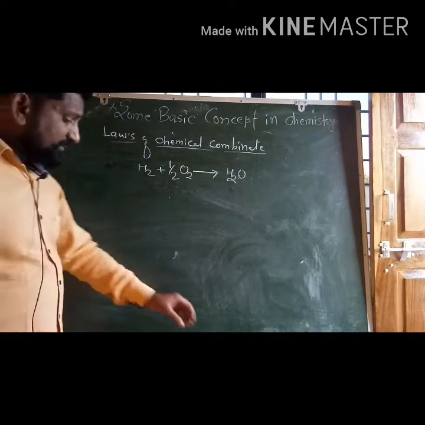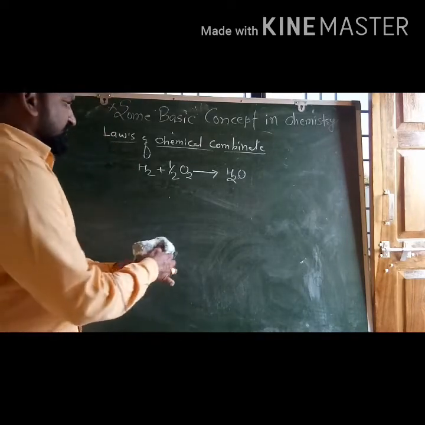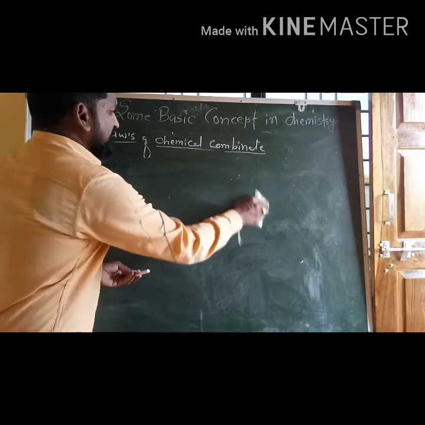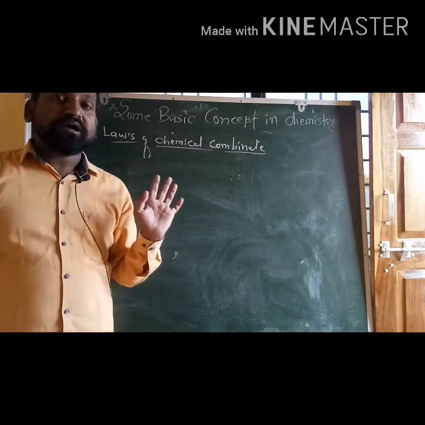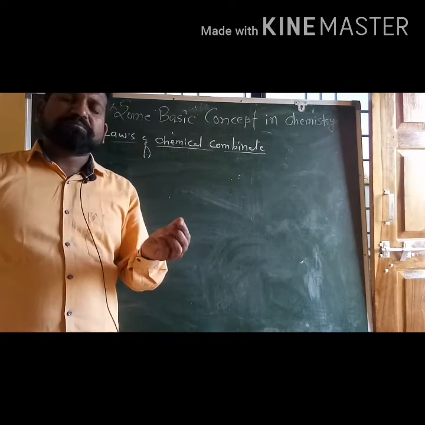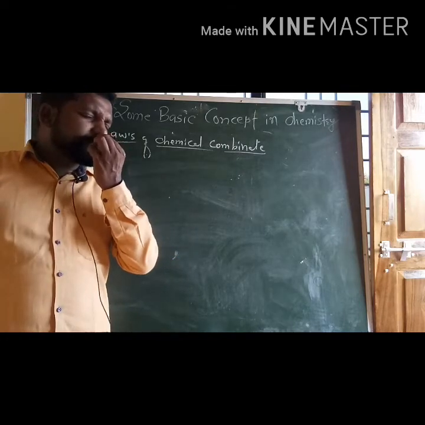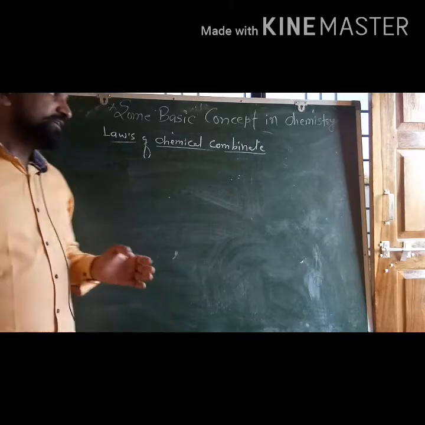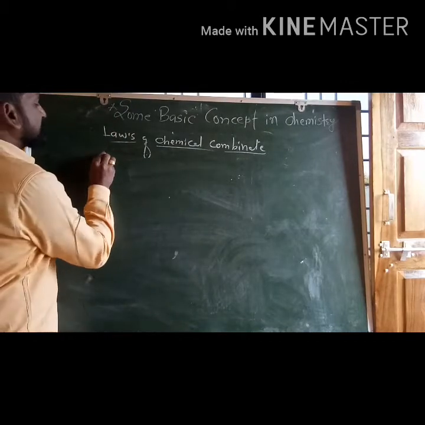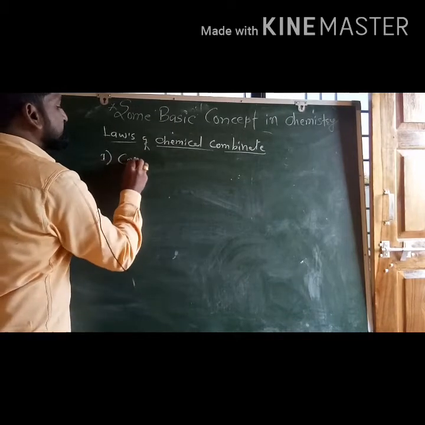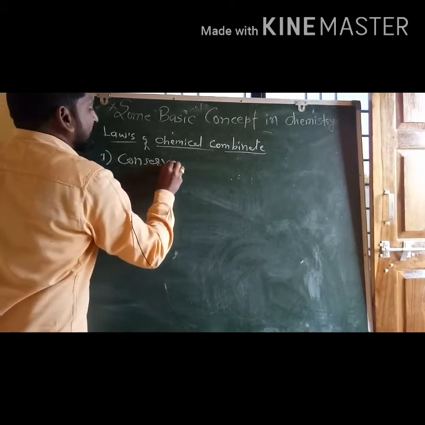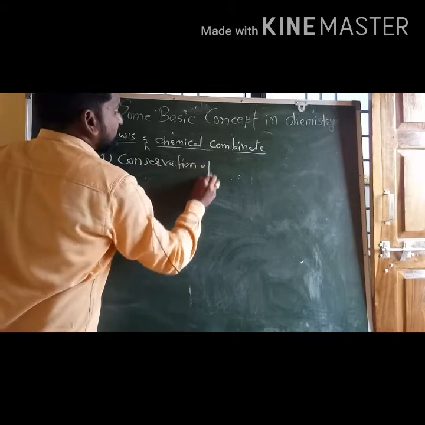Now what happened? There are some chemical combination laws from before the knowledge of molecular formula. So it was the history of the late 17th century. Now let us see the first law of chemical combination. That is nothing but conservation of mass.